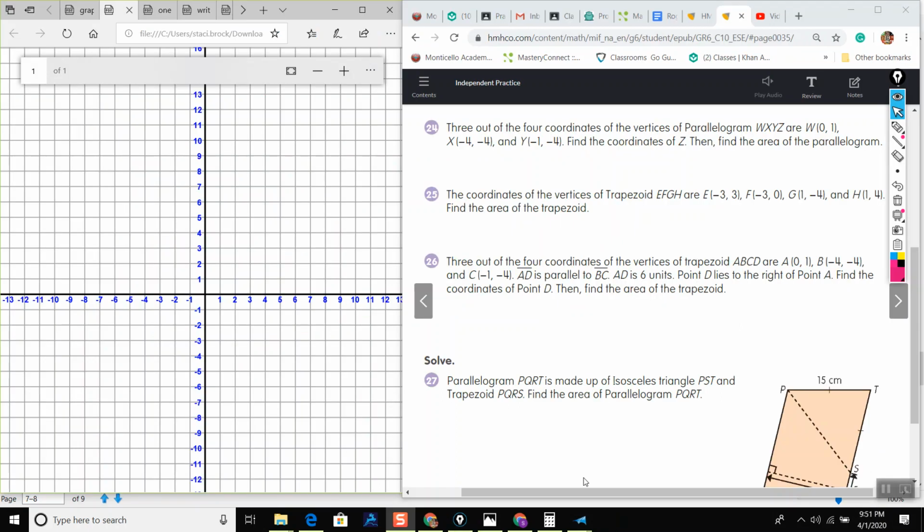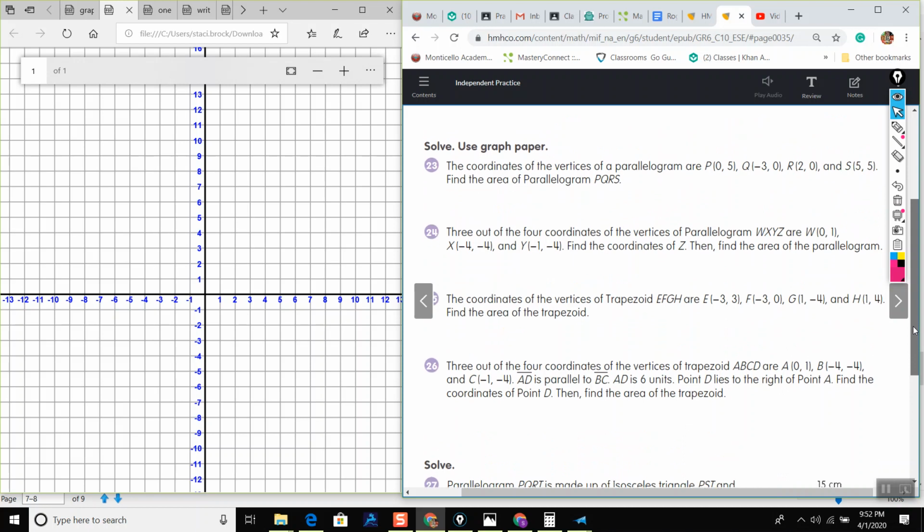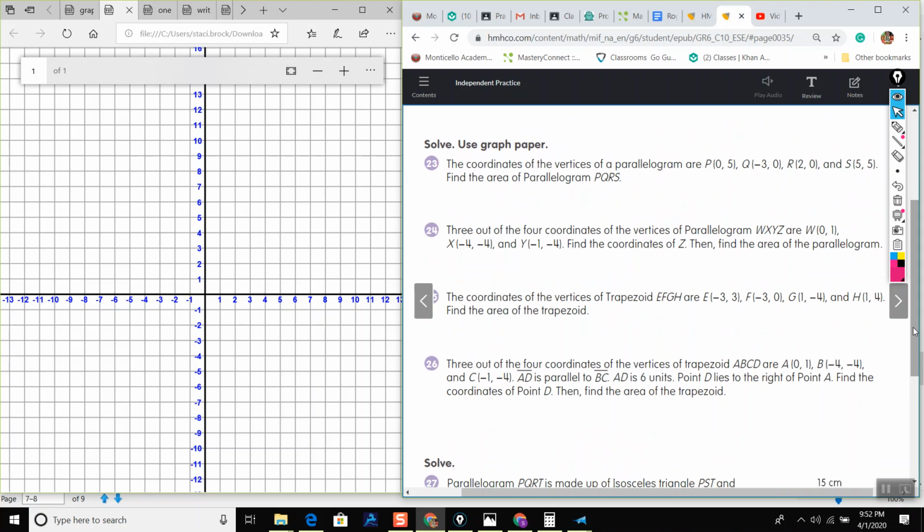Okay, we're now going to use a coordinate plane here, and we're going to plot these points and find a shape that we can then find the area of. Oh wait, that's 24. We're going to do 23. I already did 24. Use the coordinates, the vertices. Vertices, remember, is another word for corner. The coordinates for the corners, or vertices, of the parallelogram are as follows: P, Q, R, S. Find the area of the parallelogram.